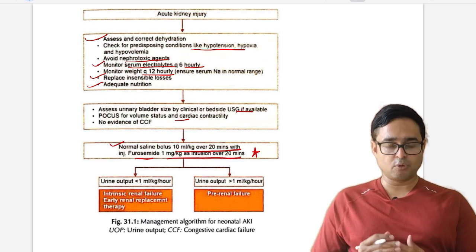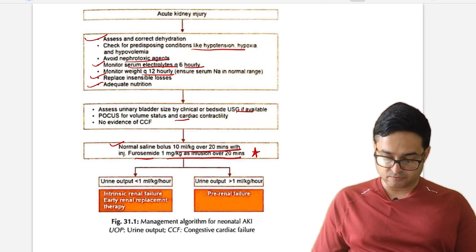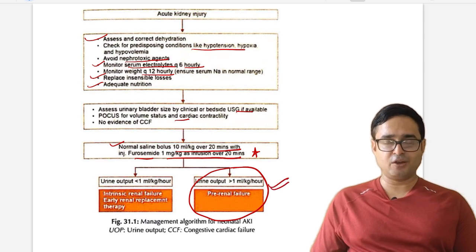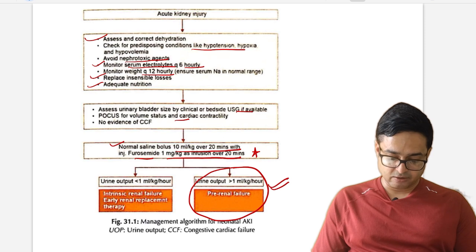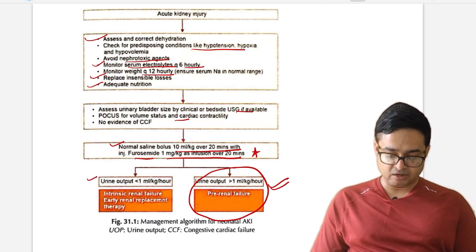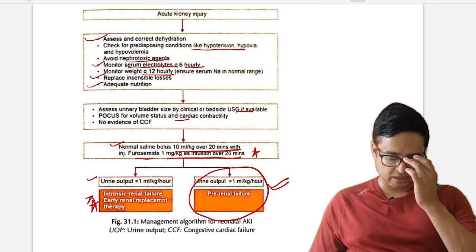After giving bolus and Lasix, if urine output is more than 1 ml per kg per hour, it should be pre-renal failure. But if it is not coming down or urine output is less than 1 ml per kg per hour, still it will be intrinsic renal failure and you have to think of early renal replacement therapy. So this is simplified diagram of acute kidney injury.